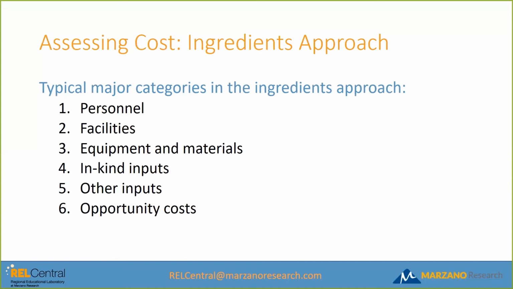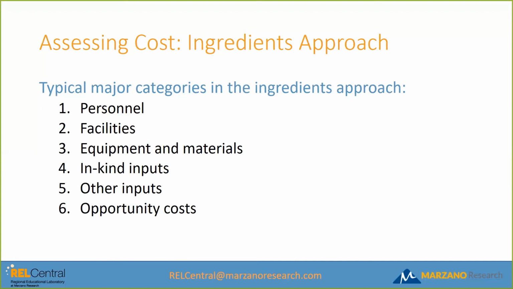In-kind inputs could be for volunteers or things like that, where if you wanted to actually take into account the time volunteers put in to participate in an intervention, that could be an in-kind input. And opportunity costs that Mark talked about earlier. If there are other ways that people could have been spending their time, for instance, you might want to consider those as opportunity costs for implementing a particular intervention.